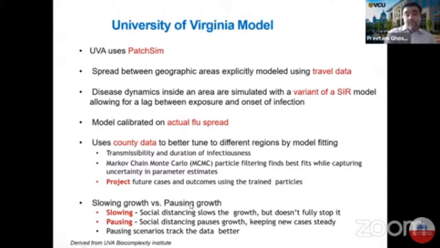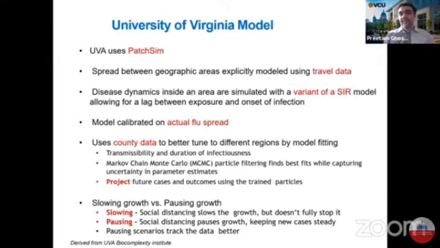Slowing versus pausing growth. For social distancing, they had two types of implementations. Social distancing is going to be slowing the growth, but it doesn't fully stop it. Basically, you're reducing the value of the R naught to some extent. Social distancing can also pause growth. For different fractions, different sections of the people, there's not going to be any spread.